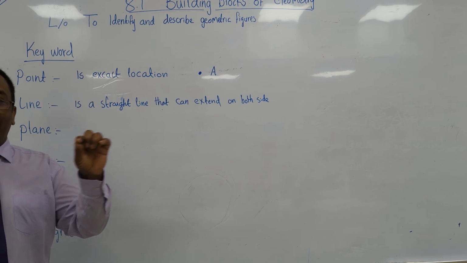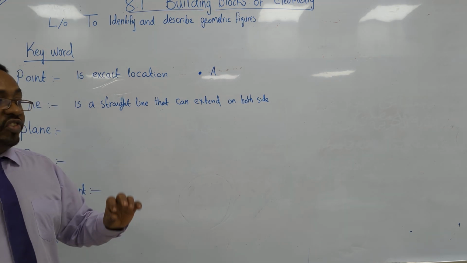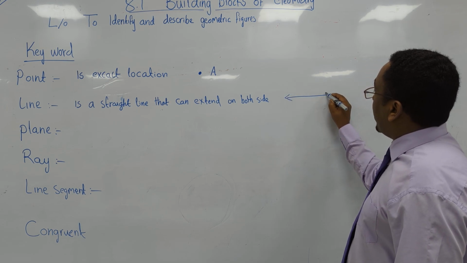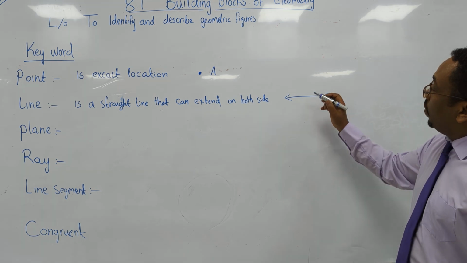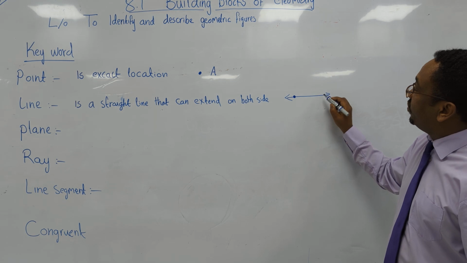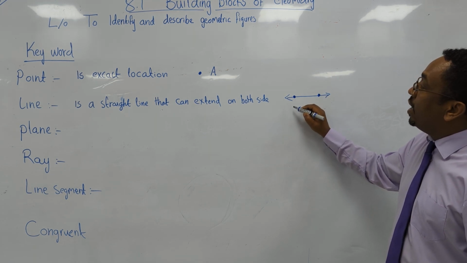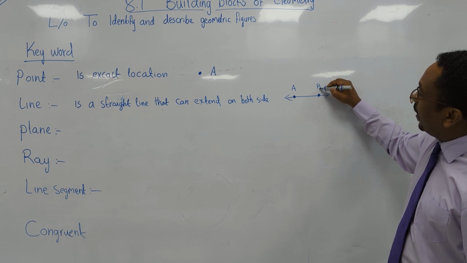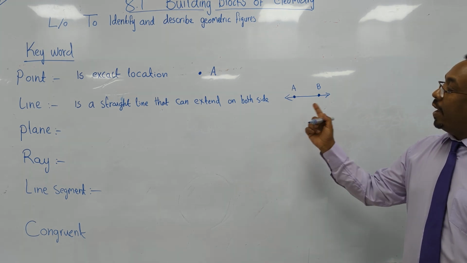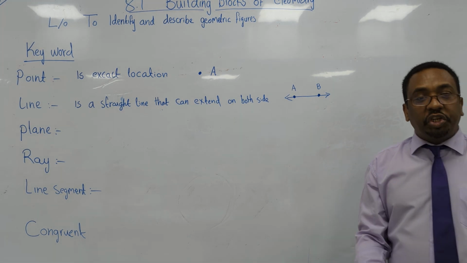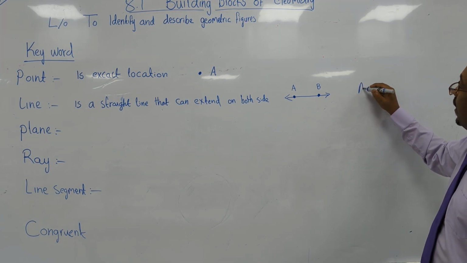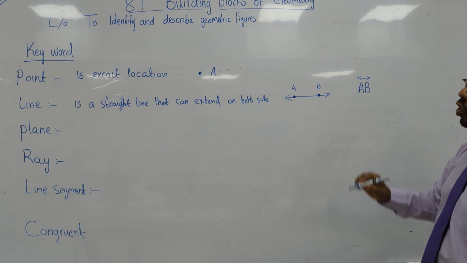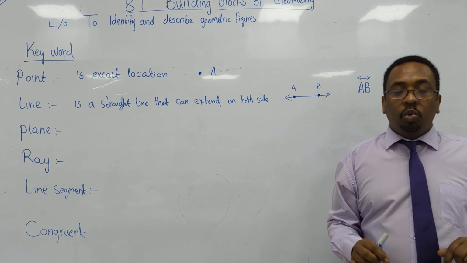So how do we represent a line when we are drawing a diagram? A line will go like this. It will have arrows on both sides. This describes that the line could be extended, and we will have two dots, or two points. Let's say this will be A, and then this will be B. This is how we show the line as a diagram. As a representation, it will be written as AB, then we draw a little line on the top to show an arrow, with arrows on both sides.